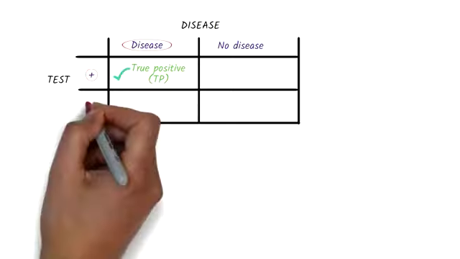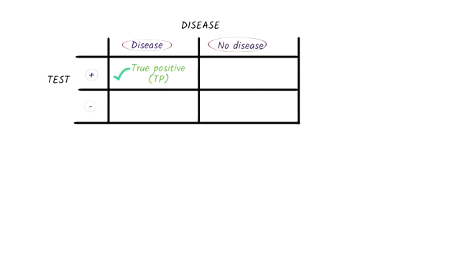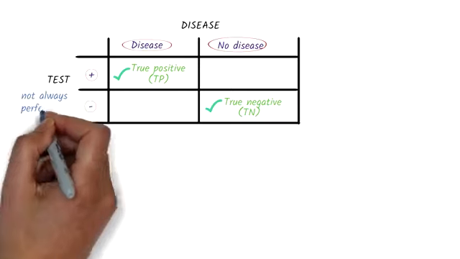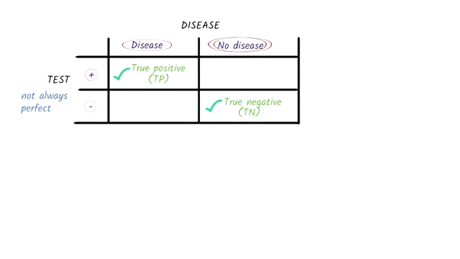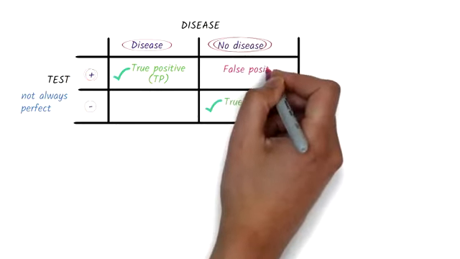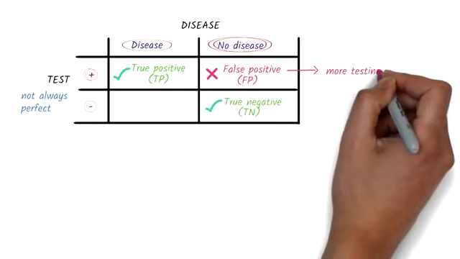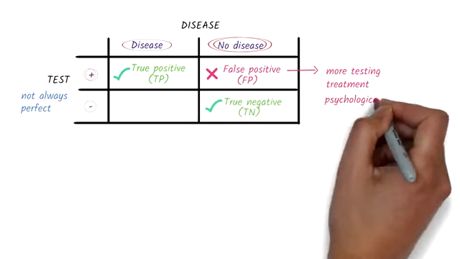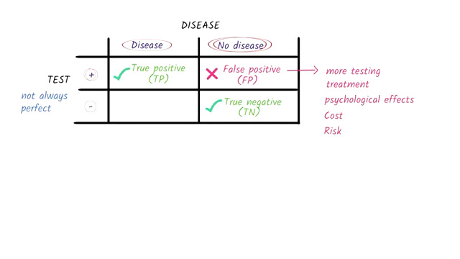Similarly, if a test is negative, it should mean that a person does not have the disease. This is called a true negative. It correctly identifies a person without the disease. However, because tests are not always perfect, a test can be positive even though the person does not have the disease. This is called a false positive. This is not ideal because it could lead to further testing or treatment that's not necessary, negative psychological impacts, and may come with an economic cost or added risk.